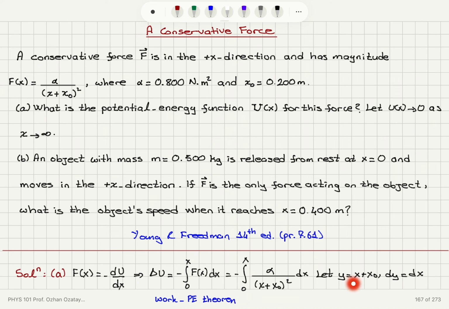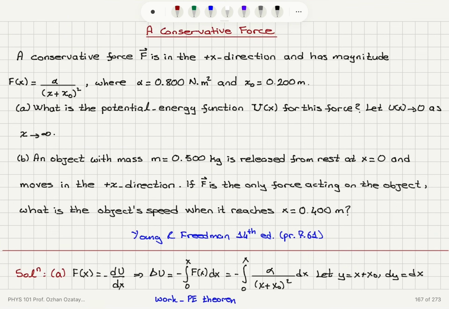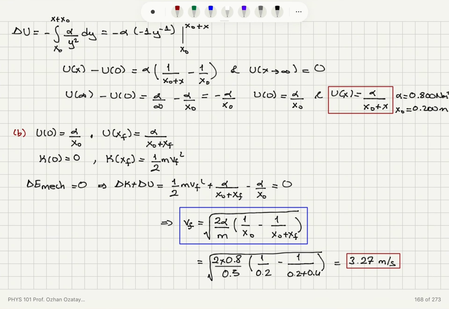So to perform the integration, we change variables from x to y here, and we perform the integration between the limits: when x is equal to 0, y is equal to x0, when x is equal to x, y is equal to x plus x0, so between these limits. So we obtain potential energy at x minus potential energy at 0 to be alpha times 1 over x0 plus x minus 1 over x0.